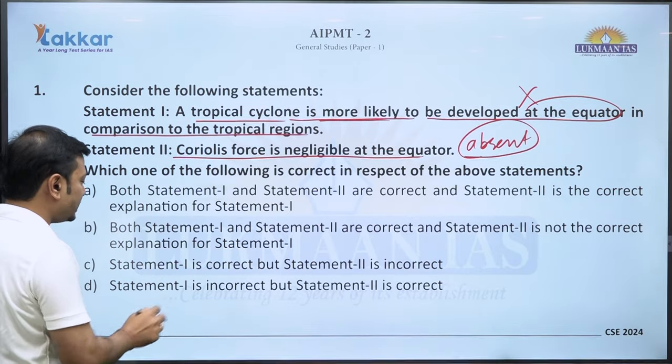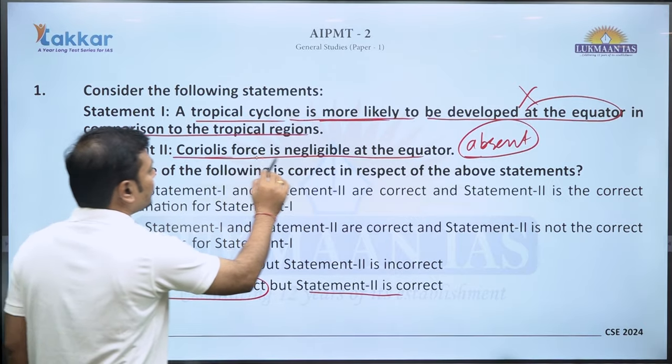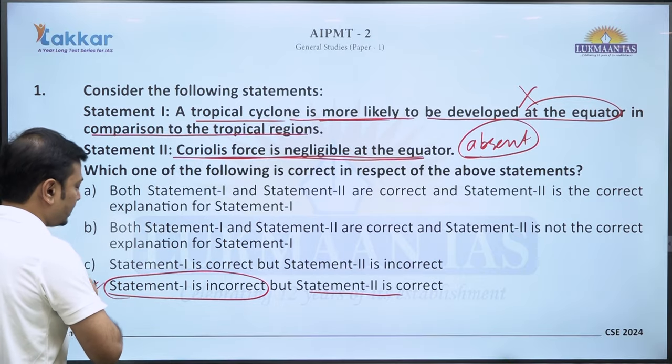So statement 1 is incorrect and statement 2 is correct. Of course, the Coriolis force is negligible at the equator. So this is an independently correct statement. D is the correct answer.